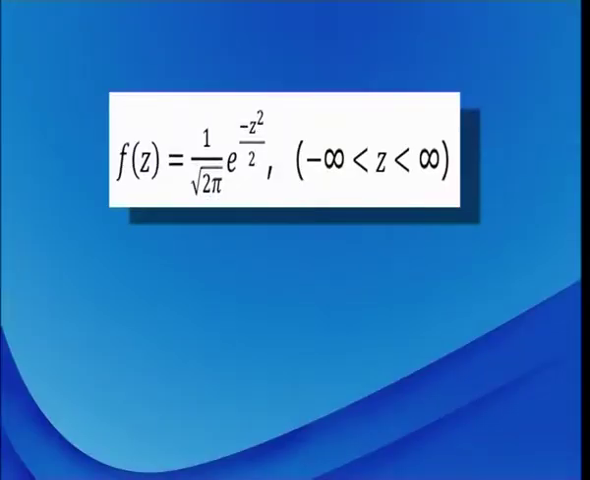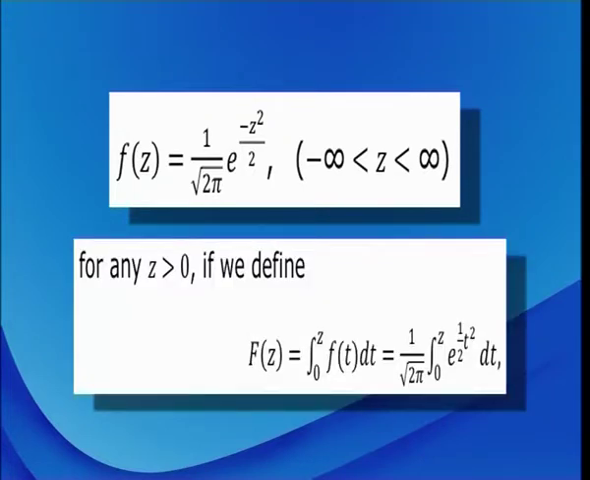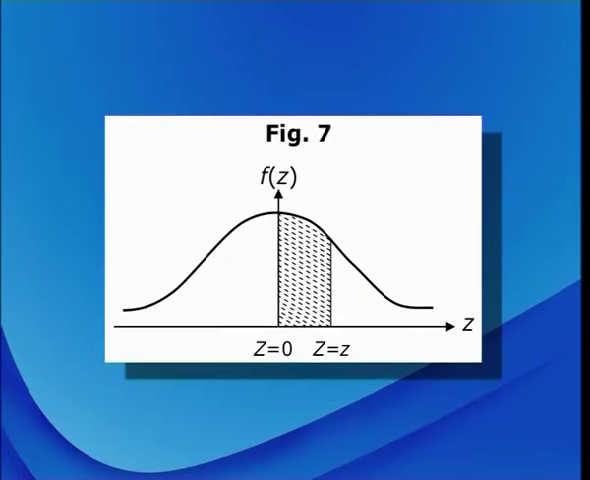We have already seen that if Z is a standard normal variable, then its density function is given by f(z) = 1/√(2π) e^(−z²/2), where z goes from minus infinity to plus infinity. For any z greater than 0, if we define F(z) = integral from 0 to z of f(t) dt, which equals 1/√(2π) times the integral from 0 to z of e^(−t²/2) dt, then the function F(z) represents the area under the standard normal curve between z equals 0 and z equals small z.